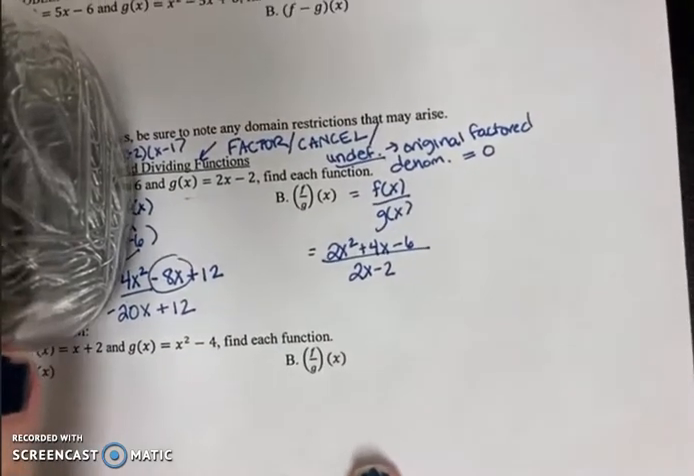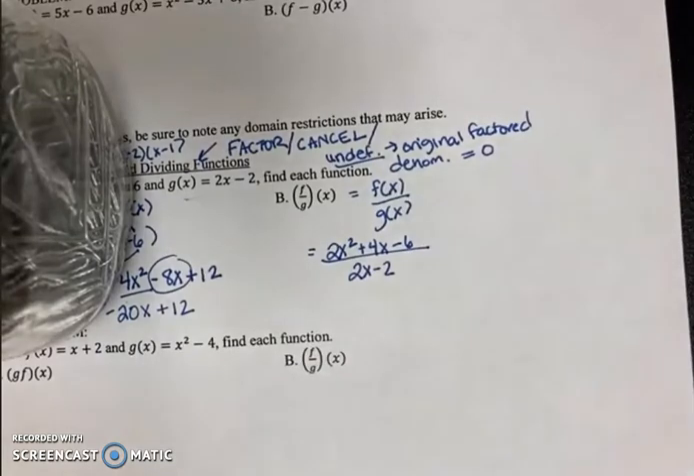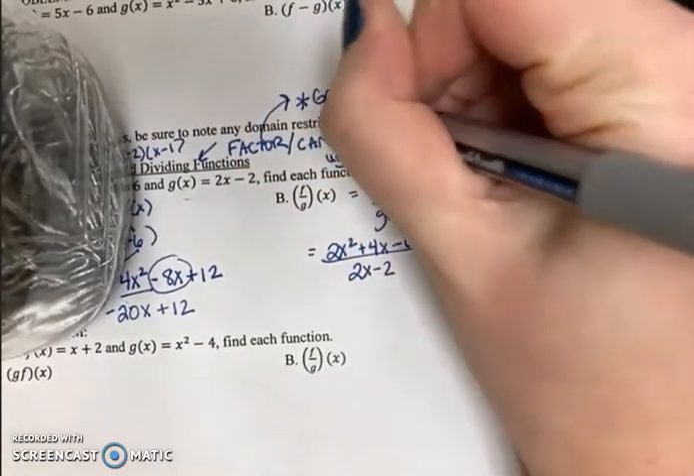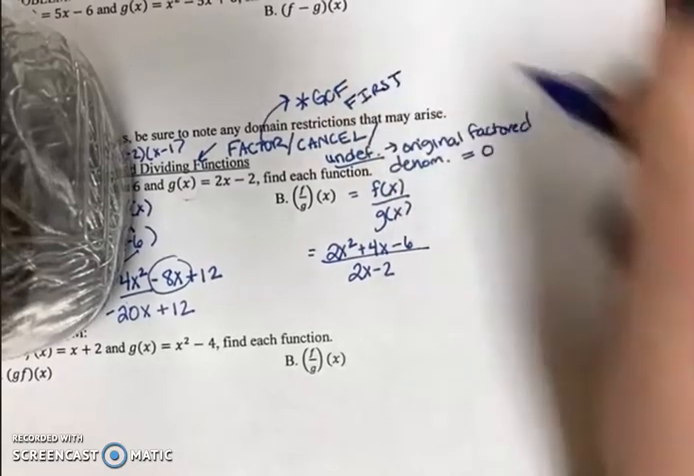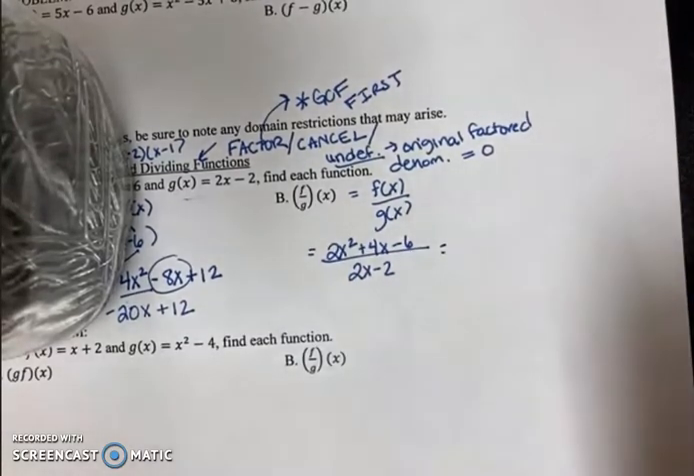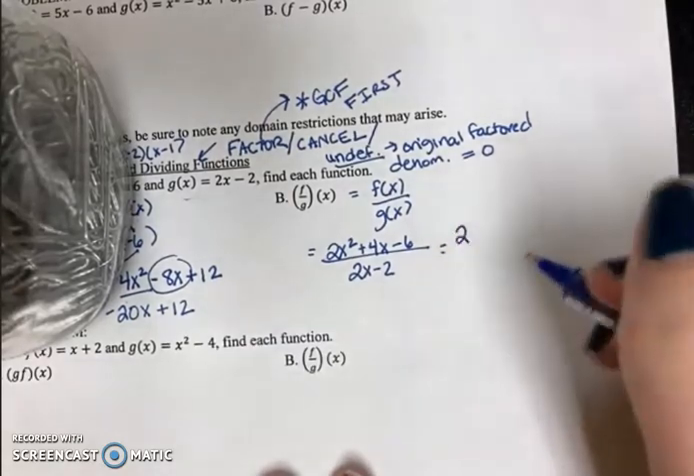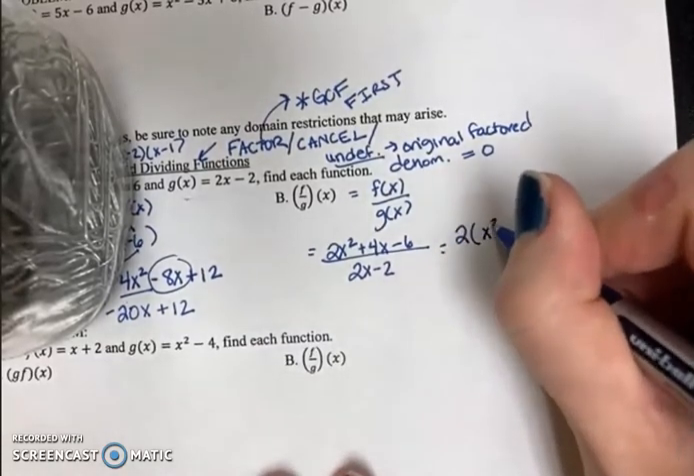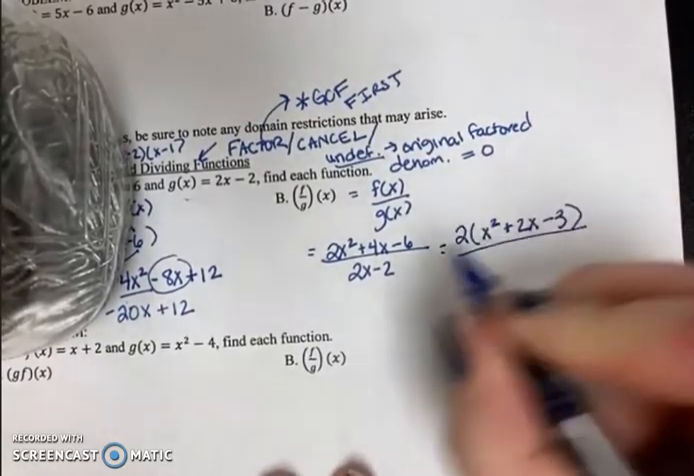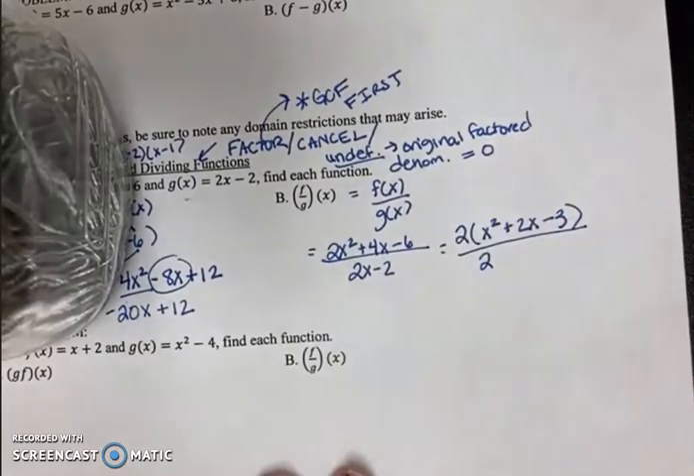You need to keep in mind that whenever I tell you to factor something, you should always, always, always check for the greatest common factor first. So I'm going to put GCF first. Taking a look at the numerator and denominator, both of them do have a greatest common factor. So I can pull out a 2 from the numerator, leaving me with x squared plus 2x minus 3. And I can also pull out a 2 from the denominator, leaving me with x minus 1.